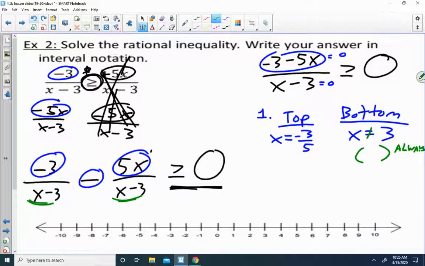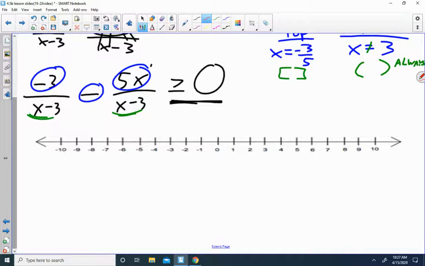So moving on to our second step. We already have that the bottom is supposed to have open brackets, but what about the top? Well, take a look at our inequality. It has the equal to sign. The equal to sign means closed brackets. So closed brackets for the top. All right, so we've got steps 1 and 2 done. Now we can move on to the third step of graphing and finding test values.